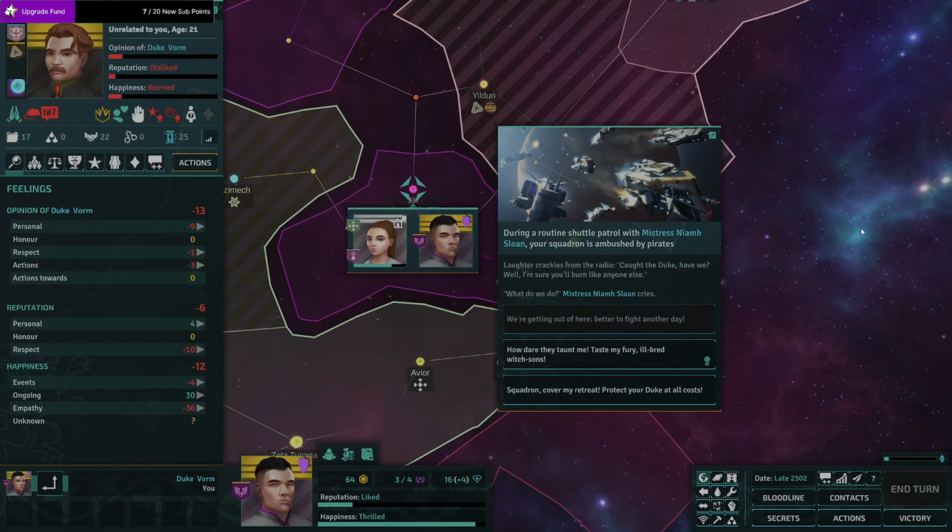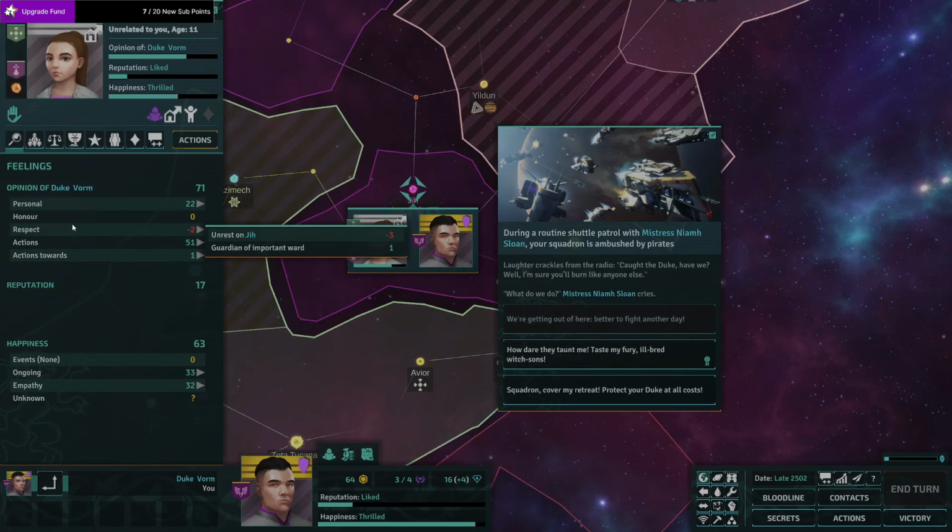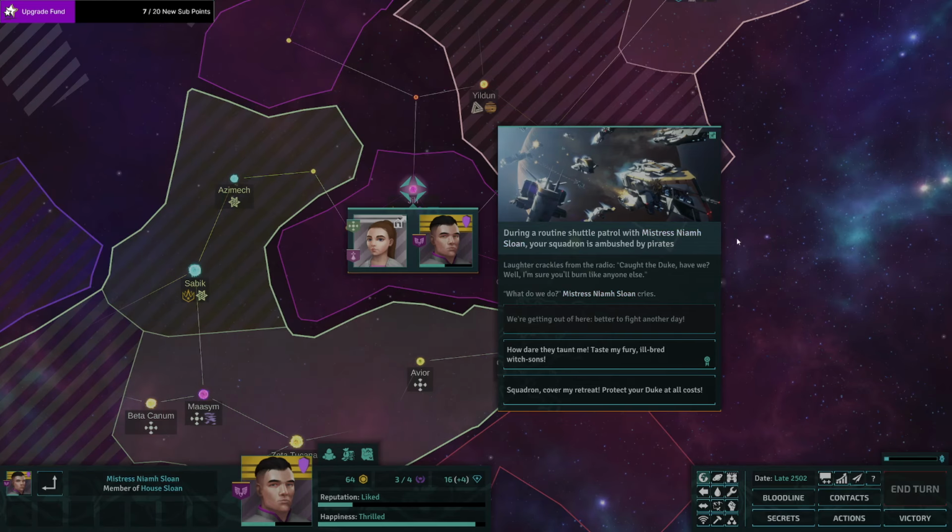Here we go again. Random shuttle patrol, Mistress Neum Sloan. Your squadron is ambushed by pirates. Yeah, this is the person I'm mentoring. I'm guardianing. Yeah, she's away from home. She's a ward. Lovely. I really don't want anything happening to her. How much is this going to cost me?